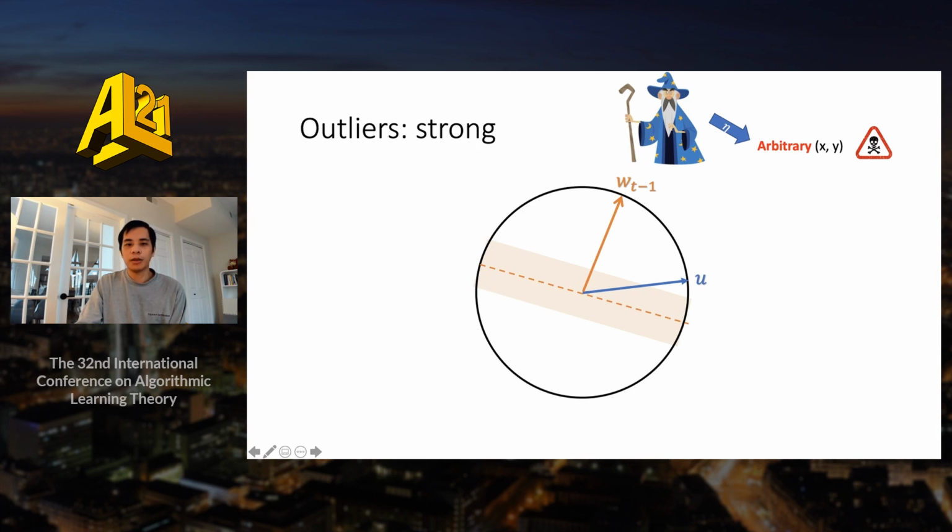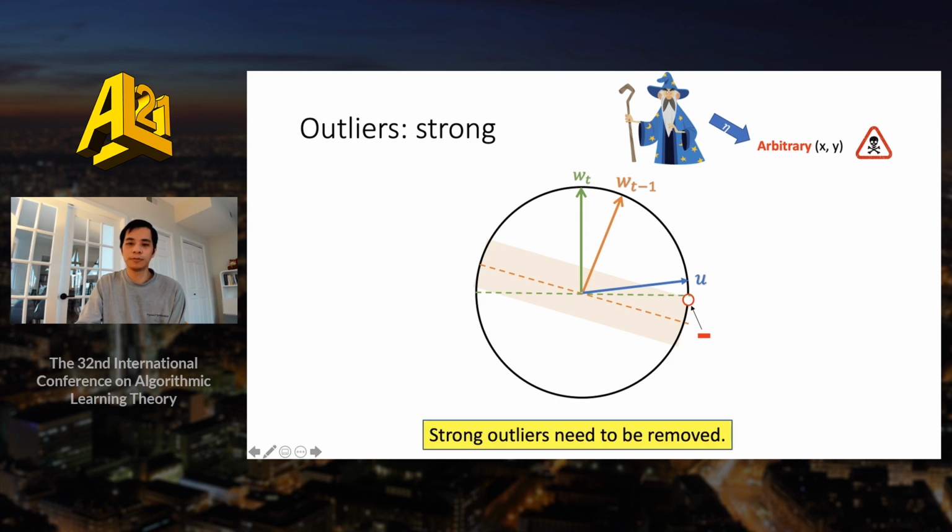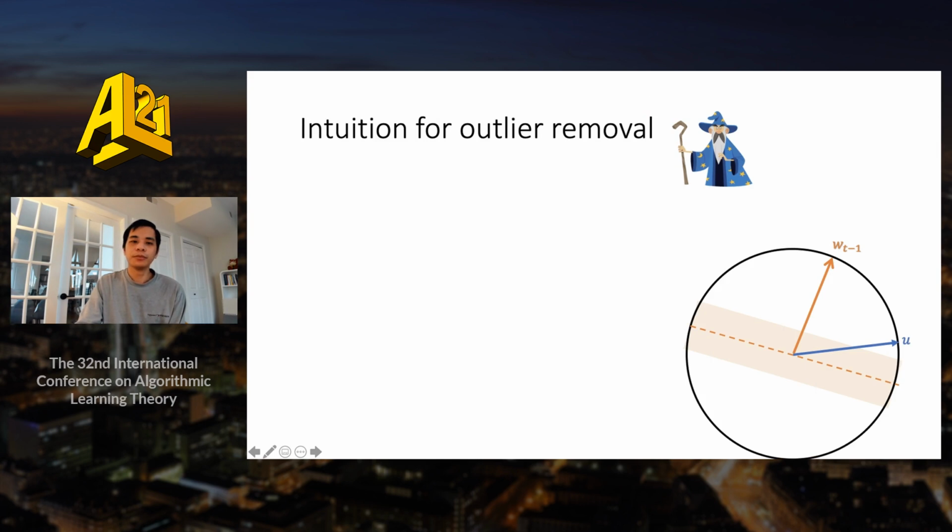Then let's think about the strong outlier. So what is a strong outlier? Consider this point, and it's negative. We fit the data, and we have the new iterate W_t. We can see that it is far from the ground truth W*. This kind of data will be called strong outliers.